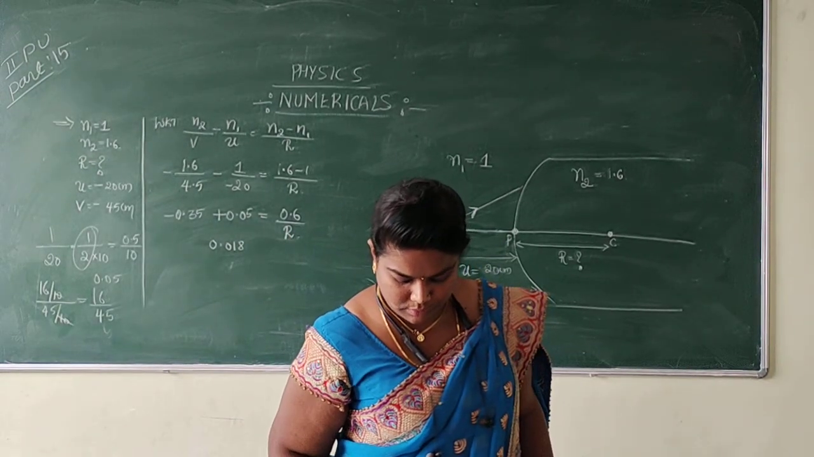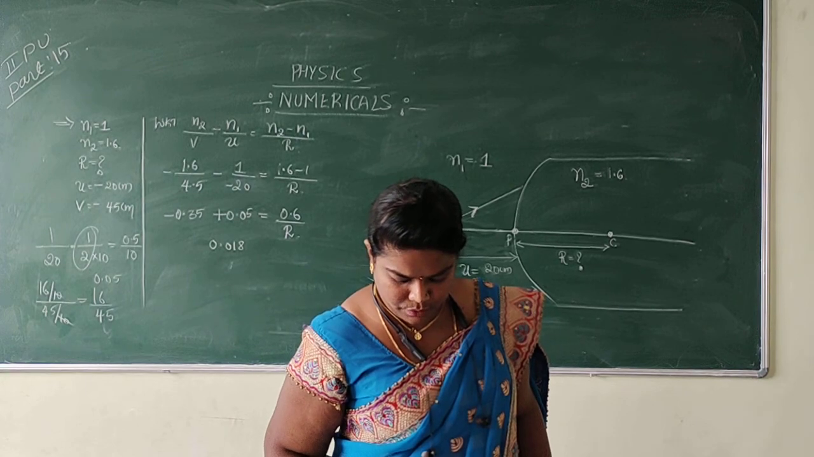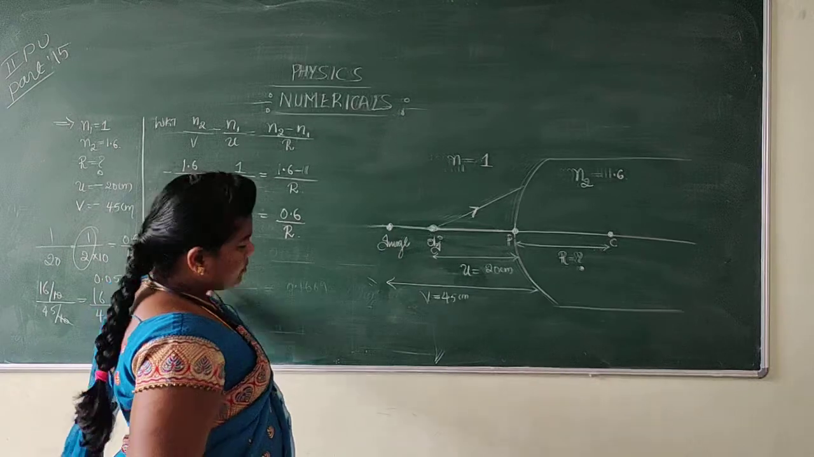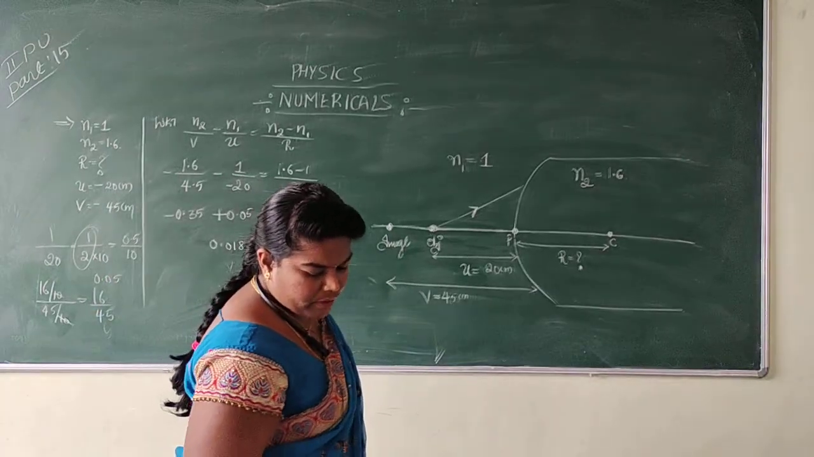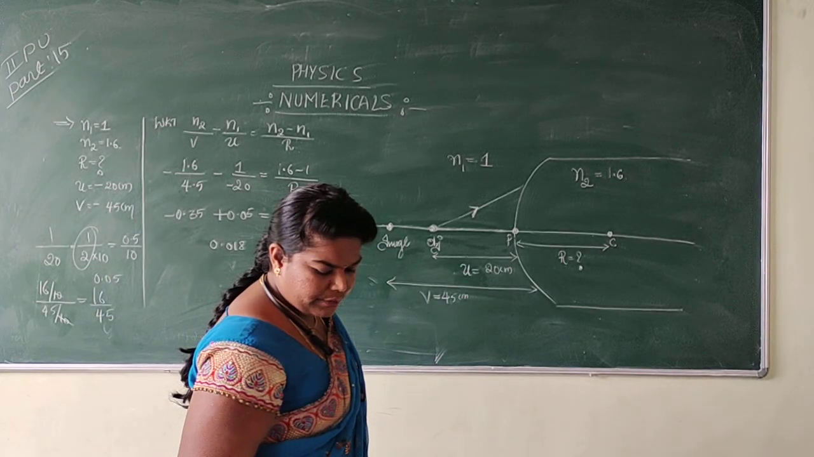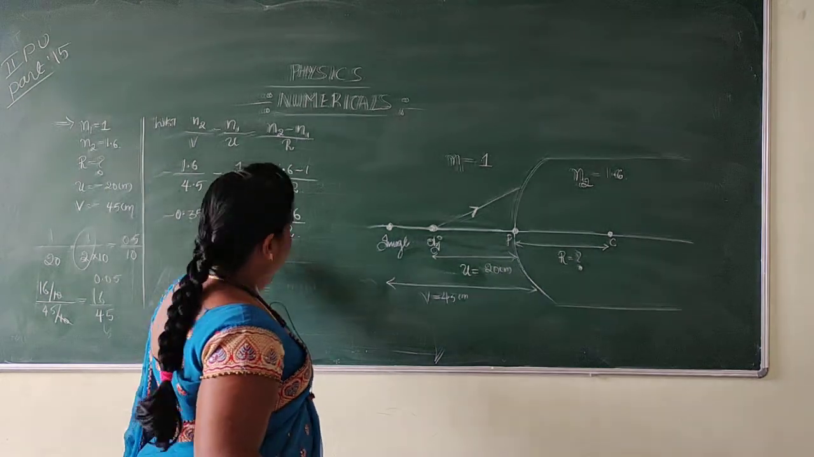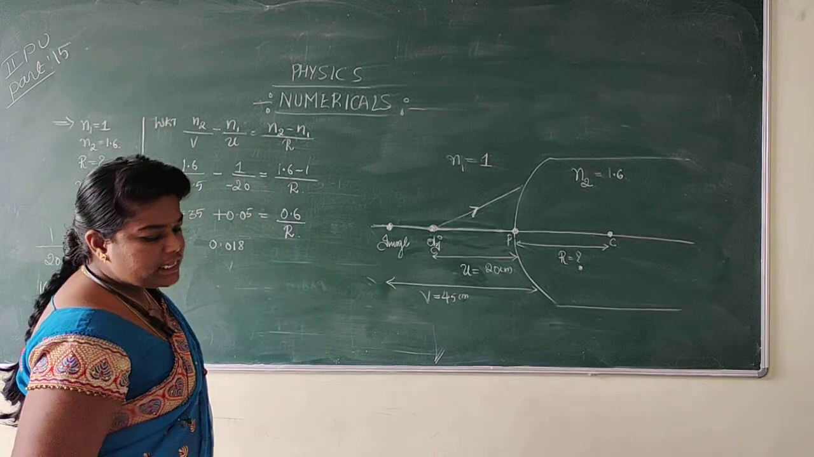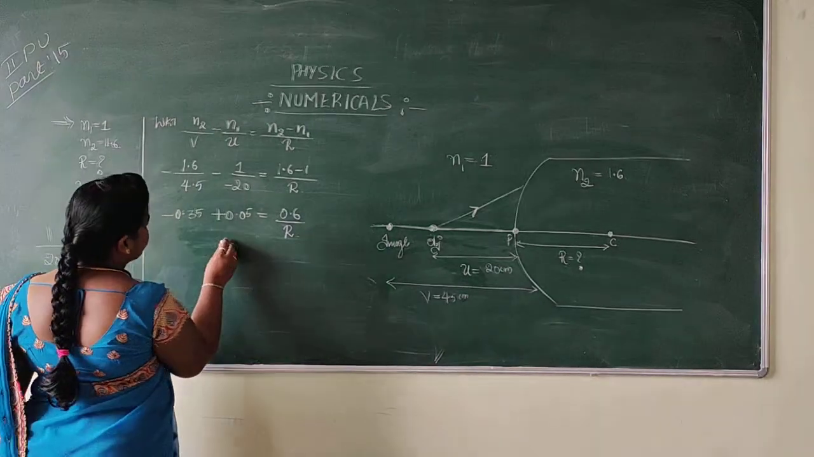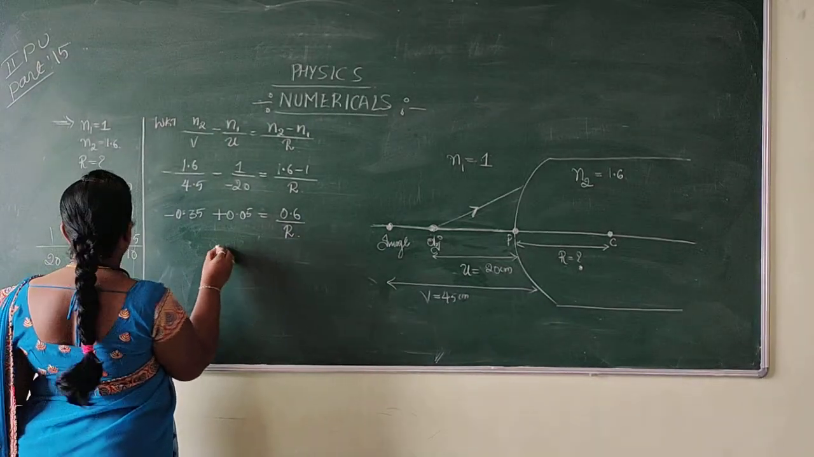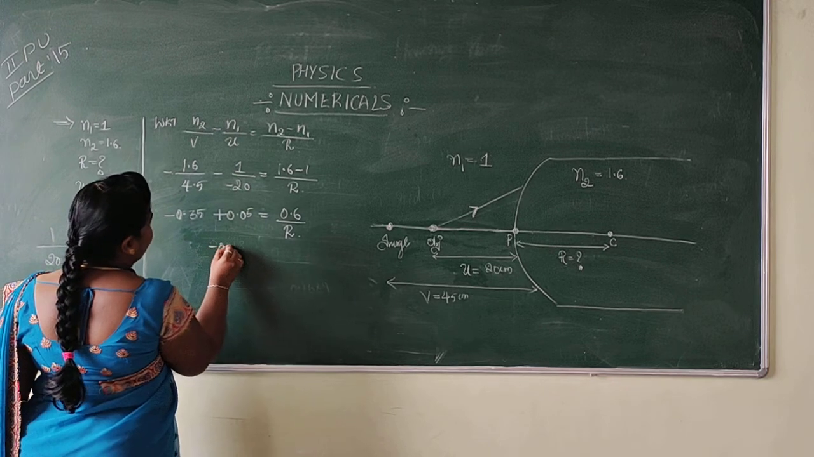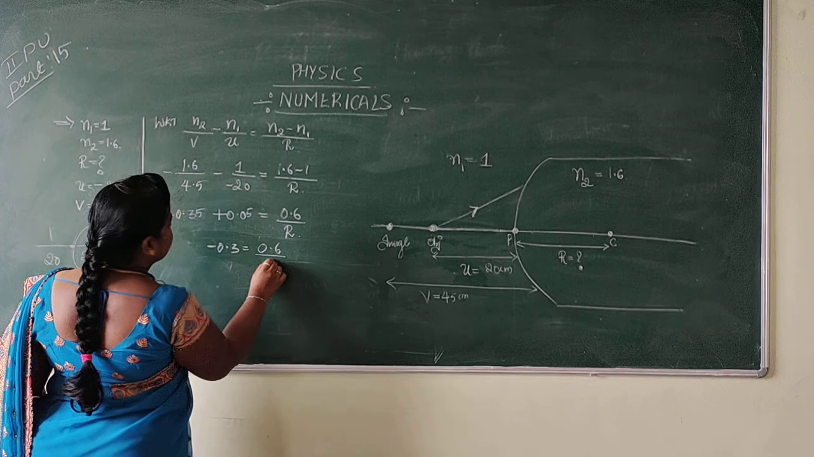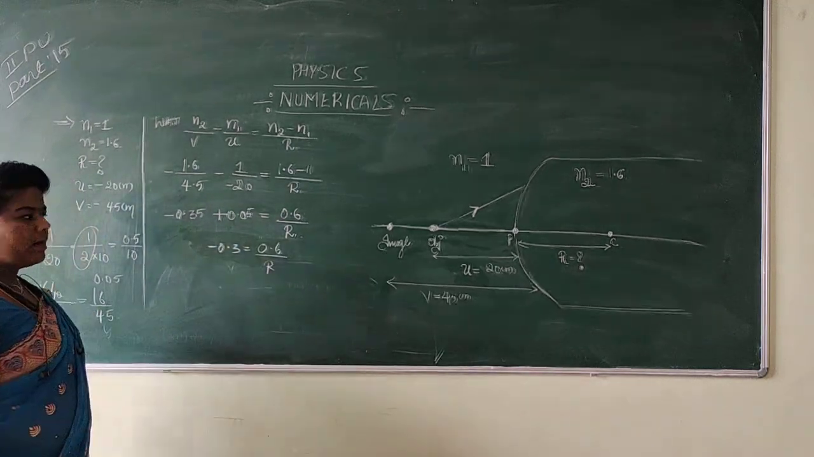Divide 1.6 divided by 4.5. You get 0.35. So minus 0.35 plus 0.05, you will get minus 0.3. Actually this is wrong. Minus 0.3 is equal to 0.6, but a calculator is not needed, you can do it directly.